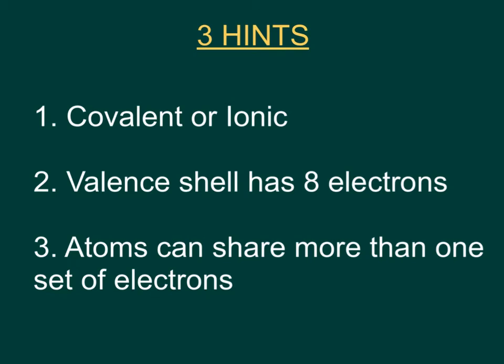2. Remember that a valence shell has the ability to have 8 electrons in it. This will help you determine how many bonds an atom is likely to make. And 3. Don't forget that atoms can share more than one set of electrons when making a double bond.